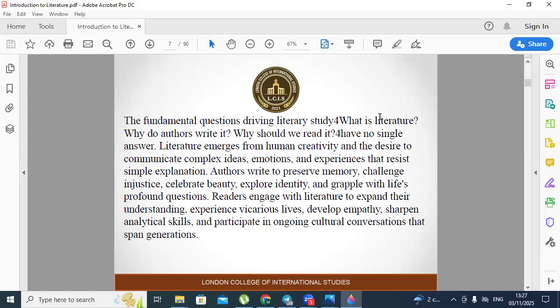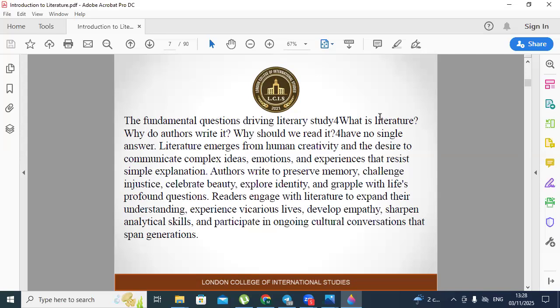Some write to challenge injustice, using stories to reveal social problems and inspire change. Some write to celebrate beauty, finding and creating moments of transcendence. Some write to explore identity, their own or others, understanding how we become who we are. And some write to grapple with life's profound questions: why are we here? What makes life meaningful? How should we live?